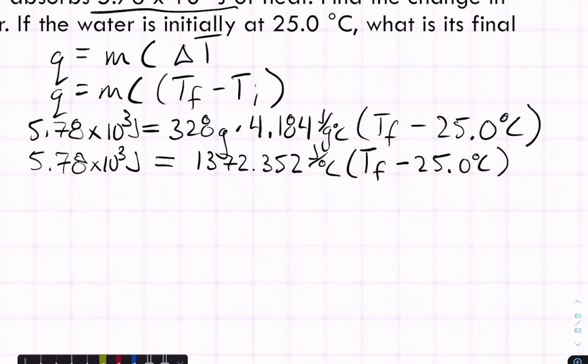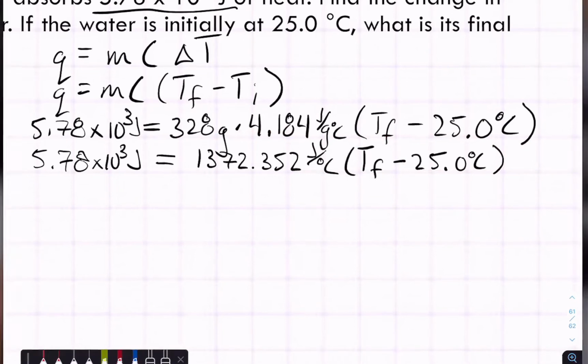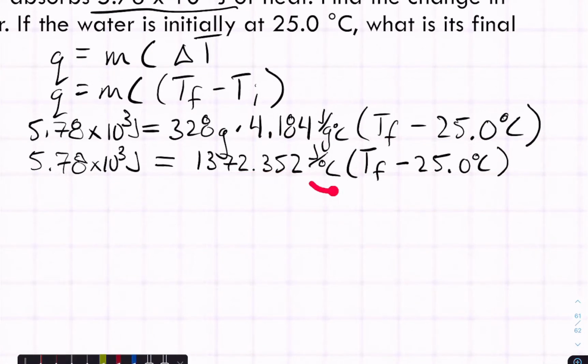What I want to mention, though, is the other thing that you can do here is you can distribute this to both of the numbers in the parentheses. So since these numbers in here are being subtracted, we can't just multiply it by one of them. It's being multiplied by both of those. So then we would get 1,372 TF minus whatever 25 times this number is. And you could move forward from there. It's easier here to take this and move it to the other side first.